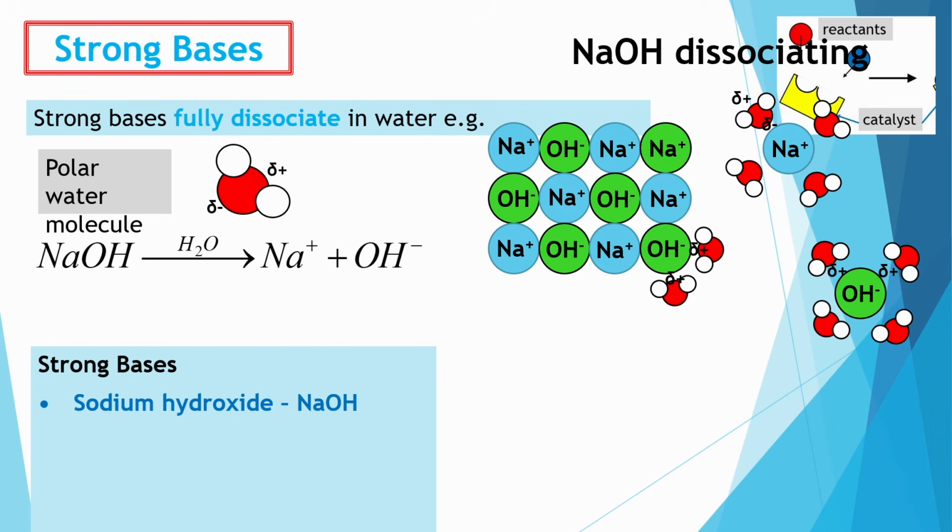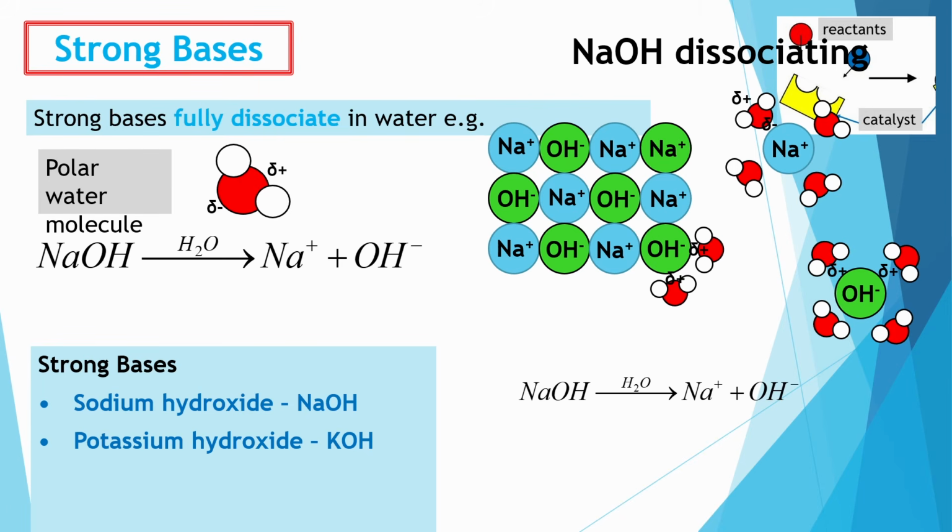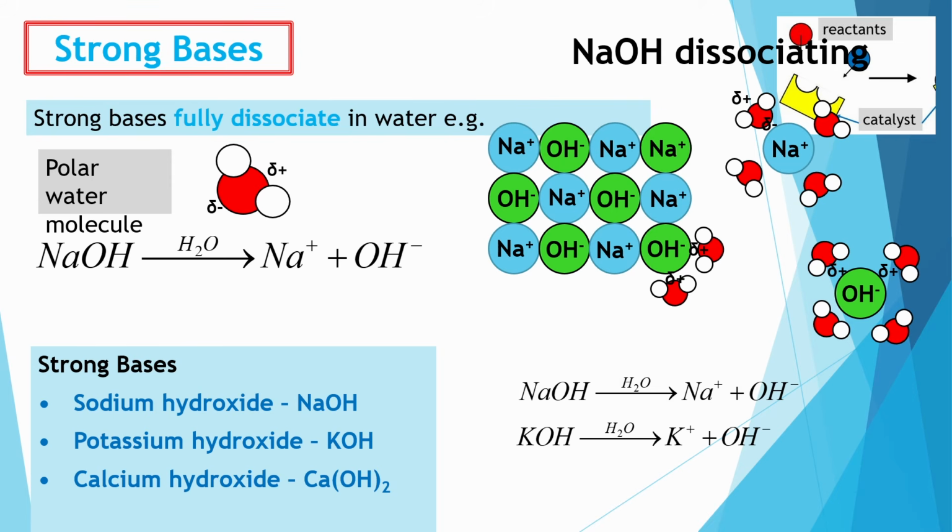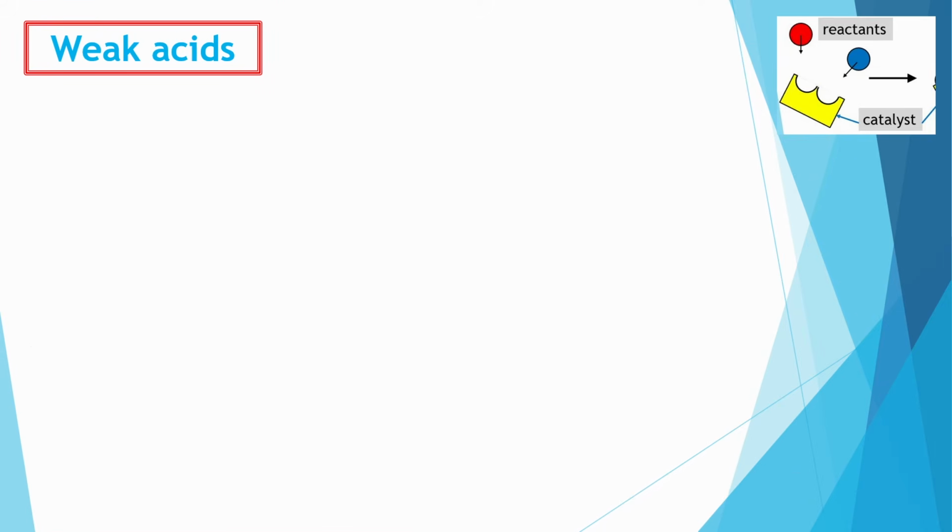sodium pluses. The strong bases we need to be familiar with are basically any bases from either the first column in the periodic table or the second column metals. So sodium hydroxide, potassium hydroxide, calcium hydroxide. We could have lithium hydroxide as well. I didn't put that there, but if they're from group 1 and group 2 and hydroxide, they're going to be strong bases.